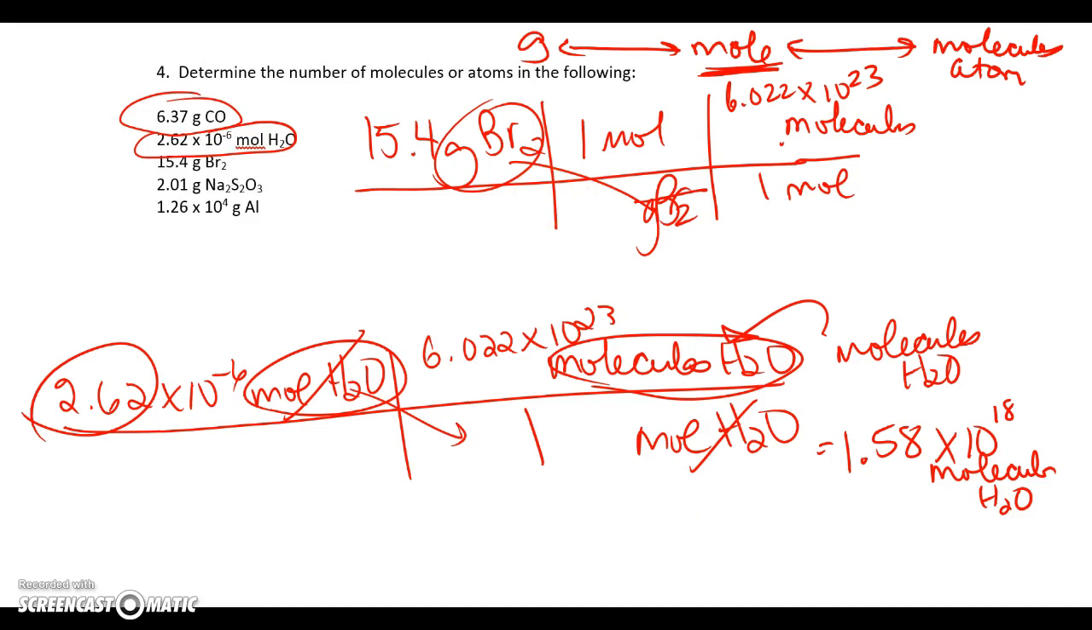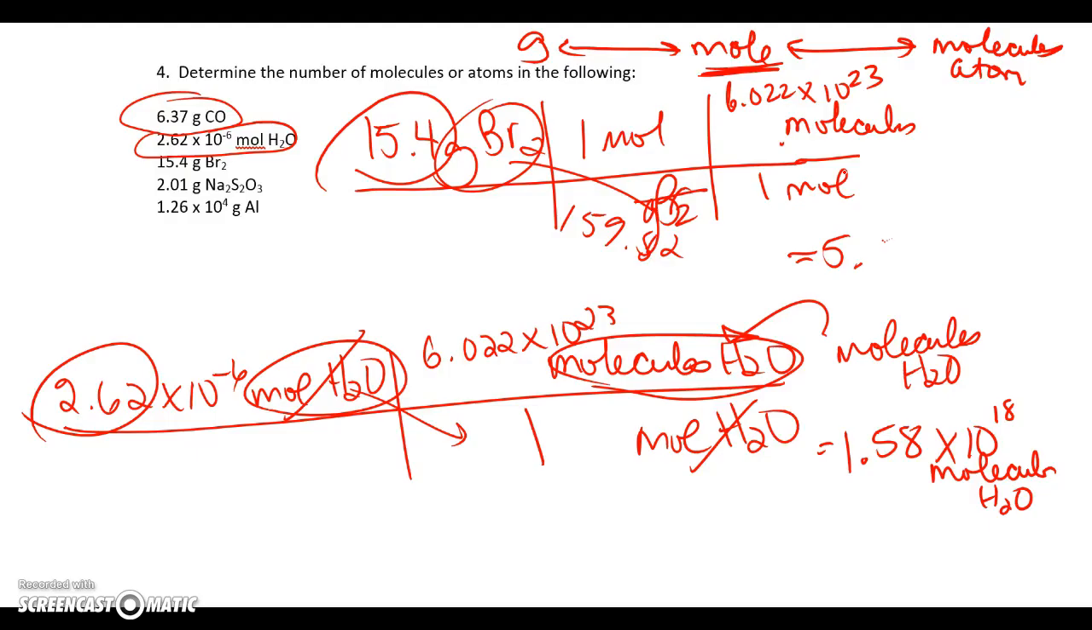79.91 times 2, which is 159.82. 3 sig figs, 15.4 times 6.022 times 10 to the 23rd divided by 159.82. 3 sig figs, 5.8. Let's go back, sorry. 0.580 times 10 to the 22nd molecules.